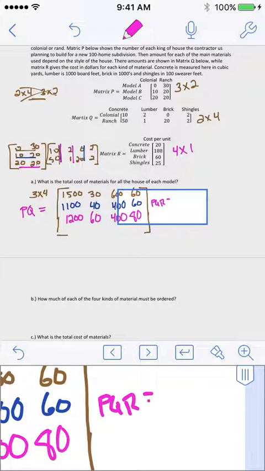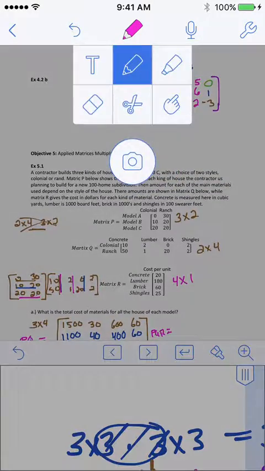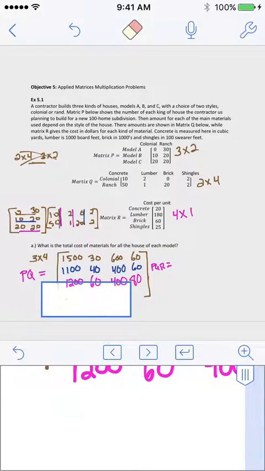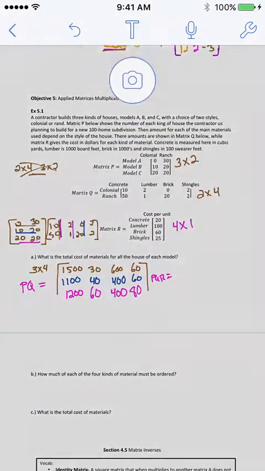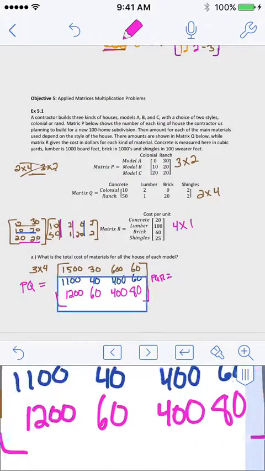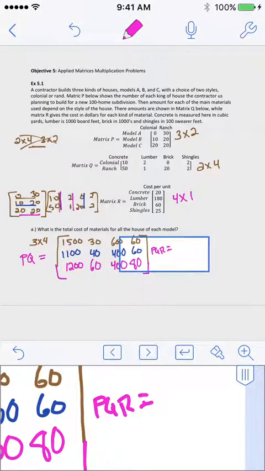PQ times R. So now we're going to multiply. You know what I'm going to do? I'm going to cut off the tails of this matrix here. I'm going to make it just a little bit smaller because we don't need all that extra space. So now let's take that same matrix and let's multiply it by R.